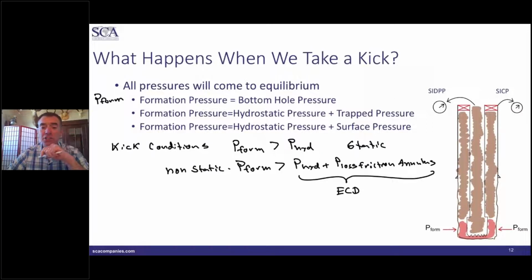But if you do have a shut-in well bore, what ends up happening is as soon as you shut your BOPs here, okay, then the well bore becomes a pressure vessel and it's sealed. And the formation will kick until the hydrostatic pressure plus the trapped pressure, which you're going to see as shut in drill pipe pressure and shut in casing pressure.